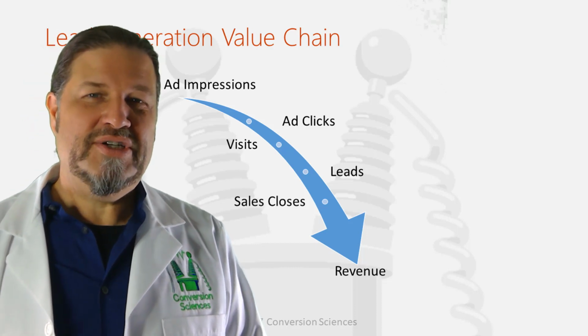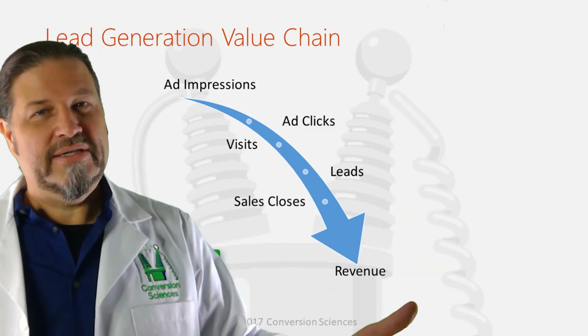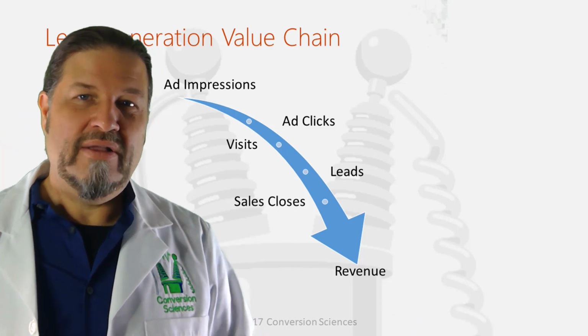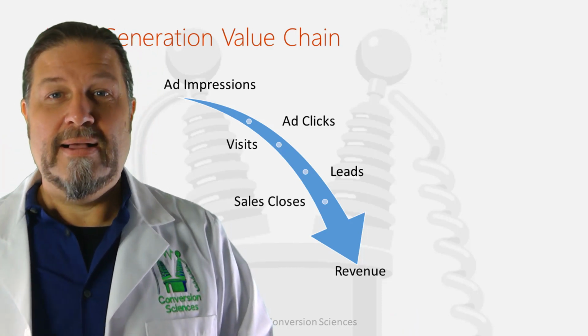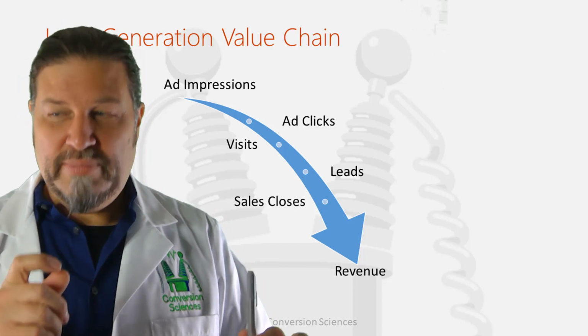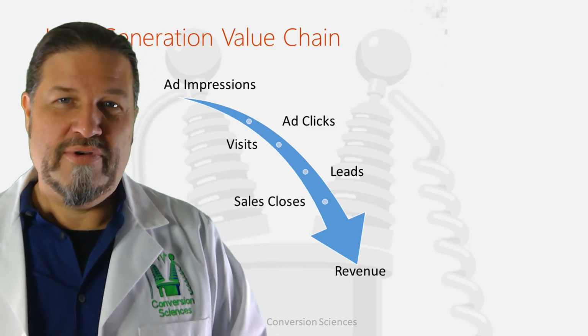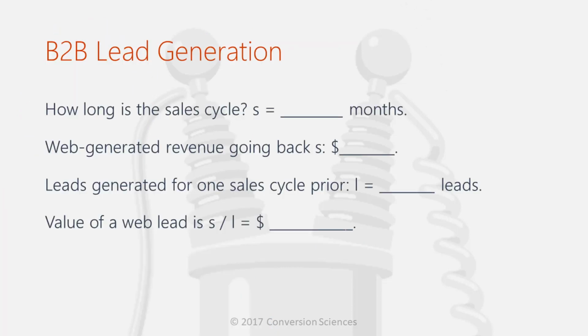And then of course we can measure on a campaign level ad clicks. We can measure which email visits came through and how much revenue those generated. Because we carry that campaign information all the way through to the sale. So in your workbooks, you'll be able to enter this. How long is your sales cycle? How much revenue was generated going back over that period of time? And how many leads were generated for that sales cycle?